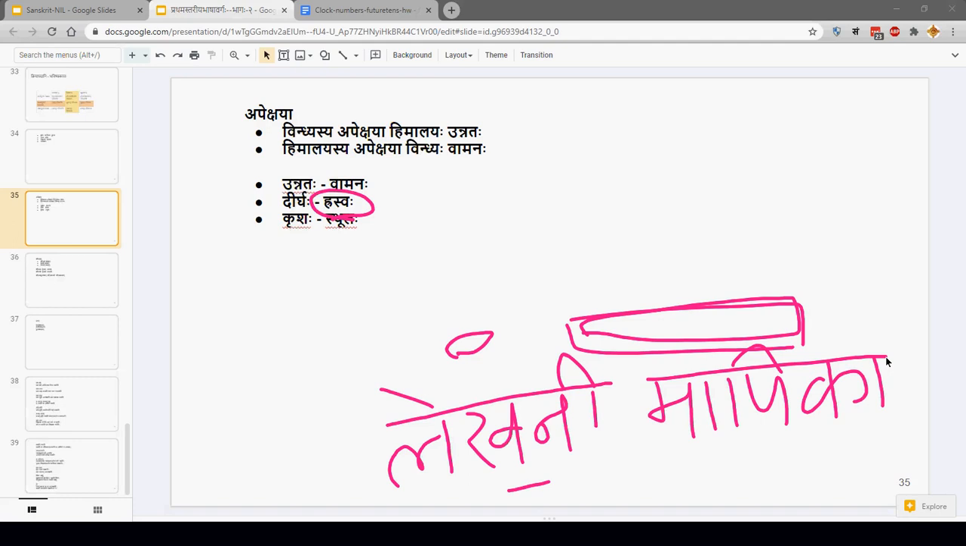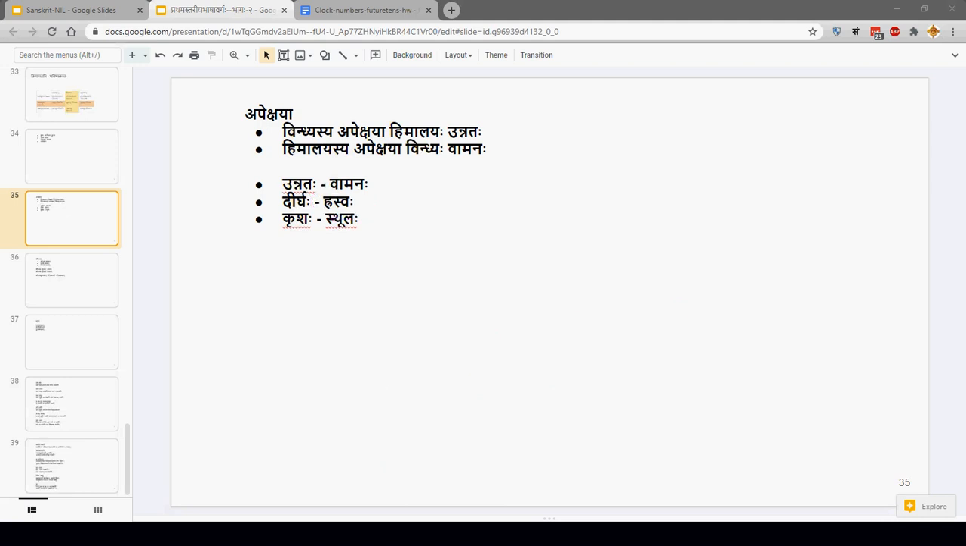लेखन्याः अपेक्षया मापिका. What's the other word? लेखन्याः अपेक्षया मापिका. Mapika. I don't see the other word. Can you remove that one? Sthula. Sthula is thick. Sthula, thick.